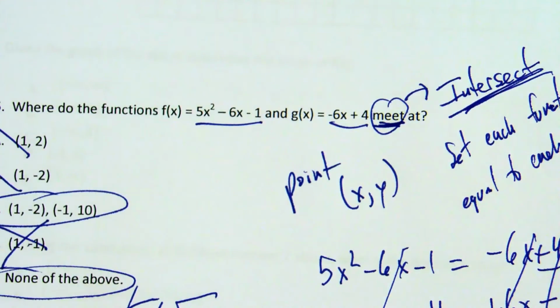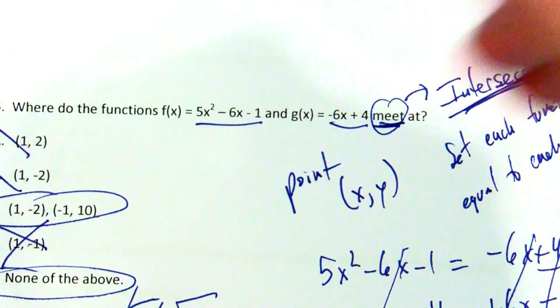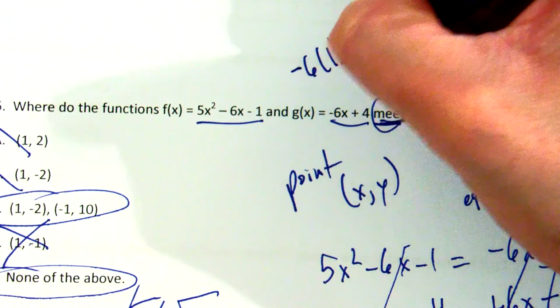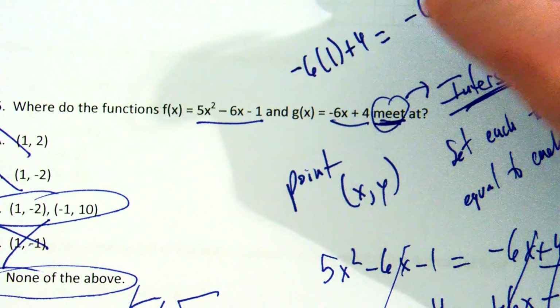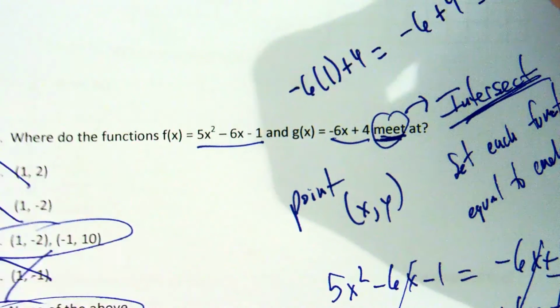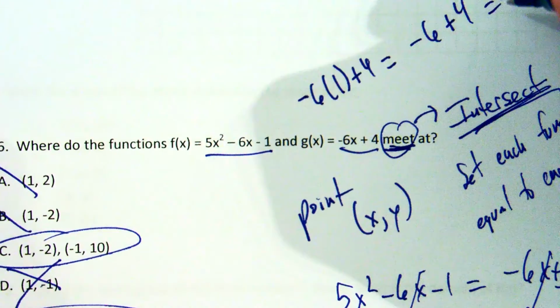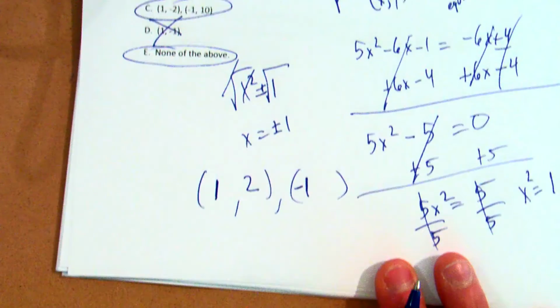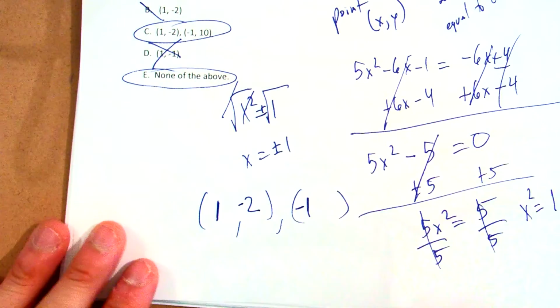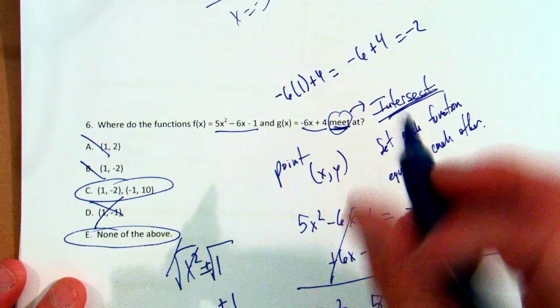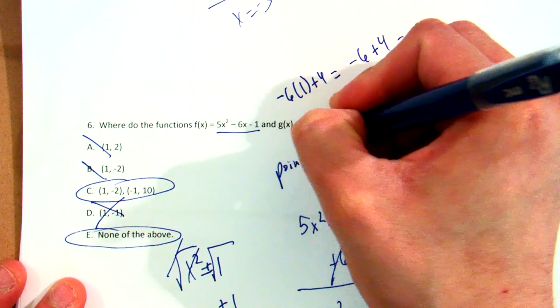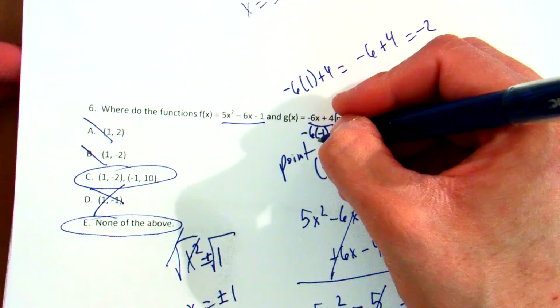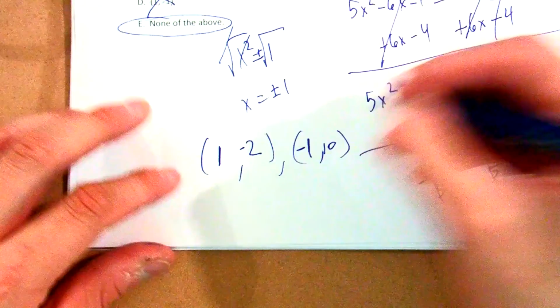So I'm going to plug in 1 and negative 1. Negative 6 times 1 plus 4 is what? It's going to be negative 2. So when x was 1, y is negative 2. So here this is 1 and negative 2. And when I plug in negative 1 into here, it's going to be negative 6 times negative 1 plus 4. That's going to be 10. So clearly the answer is what?